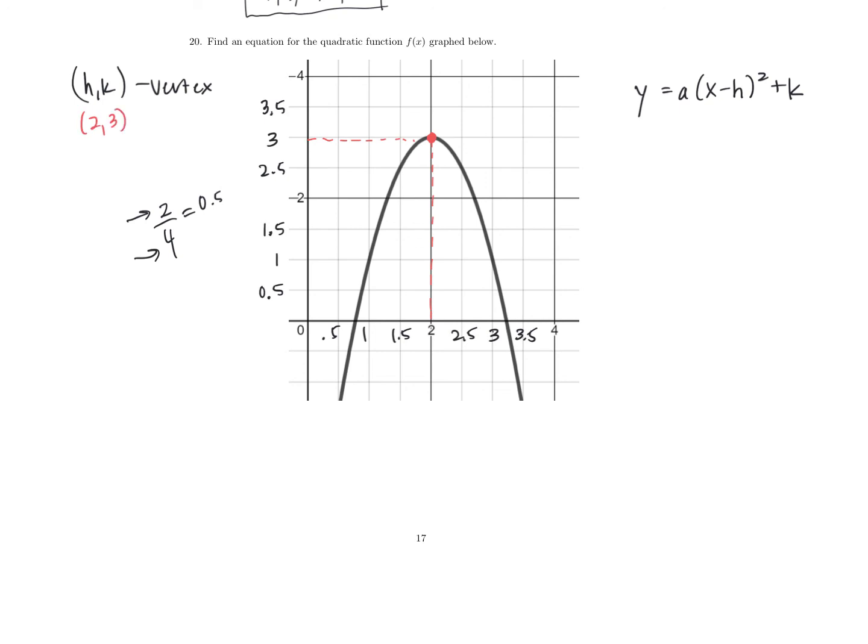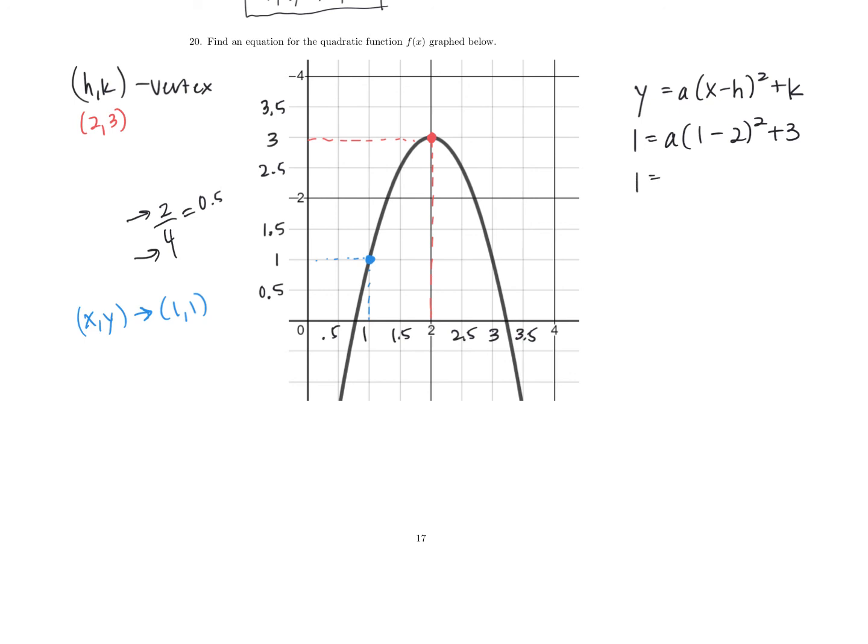Okay, so now we can find another point. Now that you have them labeled, you might be able to see that this goes through a good point to choose. This goes through at 1, 1. So x, y, we can have as 1, 1. So that's what we're going to plug into our equation over here on the right. y is 1, a is what we're trying to find out, x is 1, h is 2, and k is 3. And now we're going to solve for a.